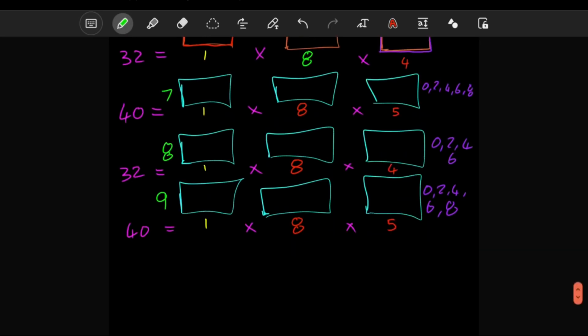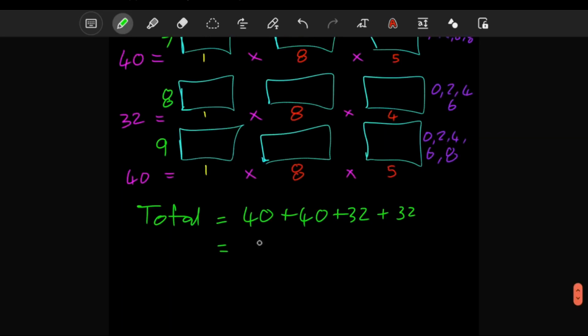So the total is just 40 plus 40 plus 32 plus 32.